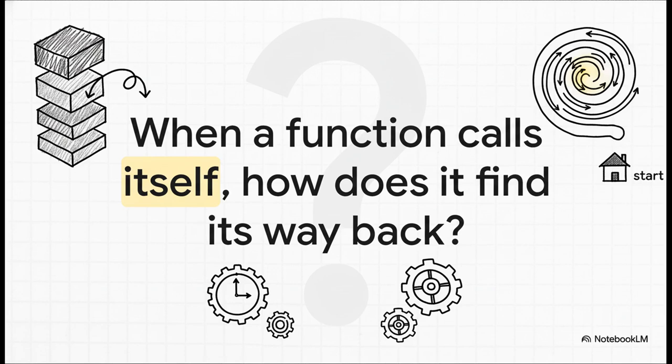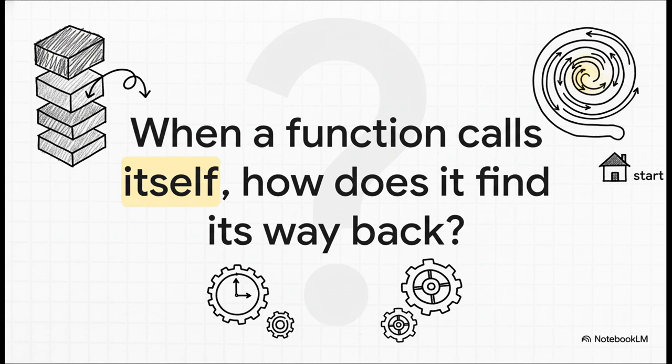So this whole thing kicks off with a fantastic question, the kind you see on Reddit that really makes you think. It's simple, right? A function can call another function, no problem. But what happens when a function calls itself? How does it avoid getting totally lost in this digital hall of mirrors? How does it ever find its way back home?